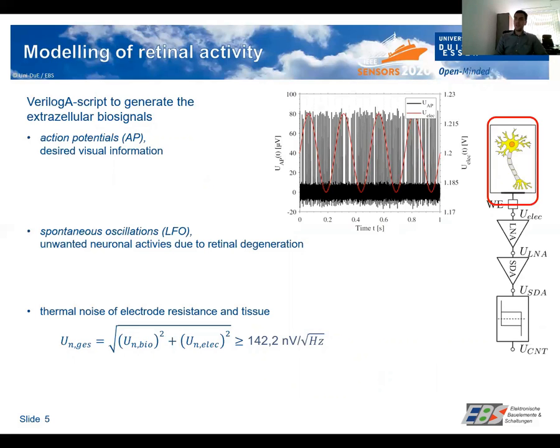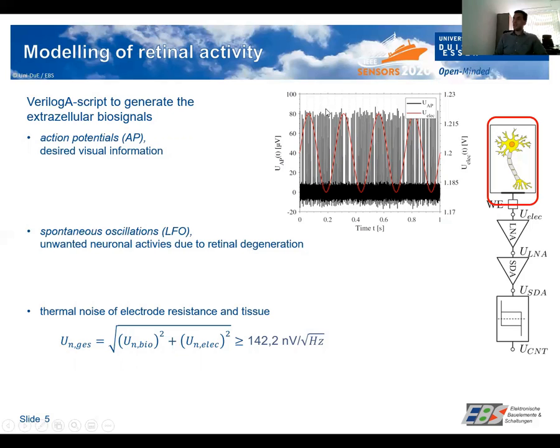For our CMOS design, we have designed a variable A script for describing the retinal responses, which is required. This script includes the generation of the desired action potentials, the unwanted spontaneous oscillations, and the thermal noise of the tissue and the electrode interface. The origin of the oscillations comes from the network remodeling of the retina due to the photosensitive degeneration. Here on the right, you see an example of the neuron output, which will be described now.